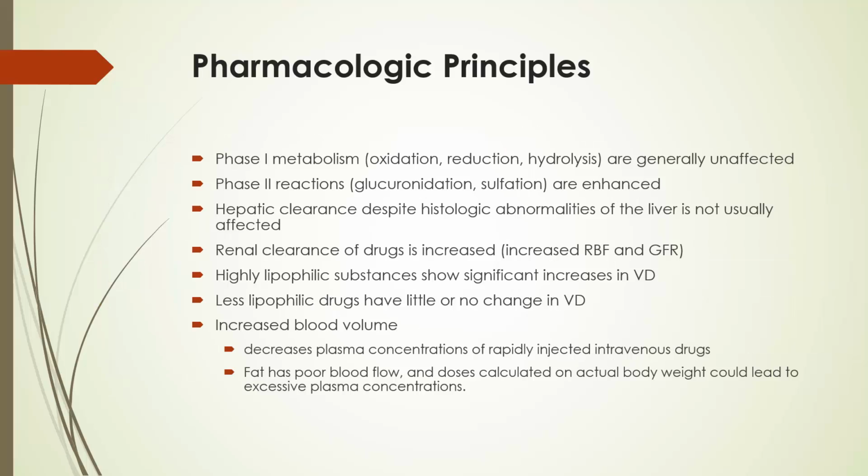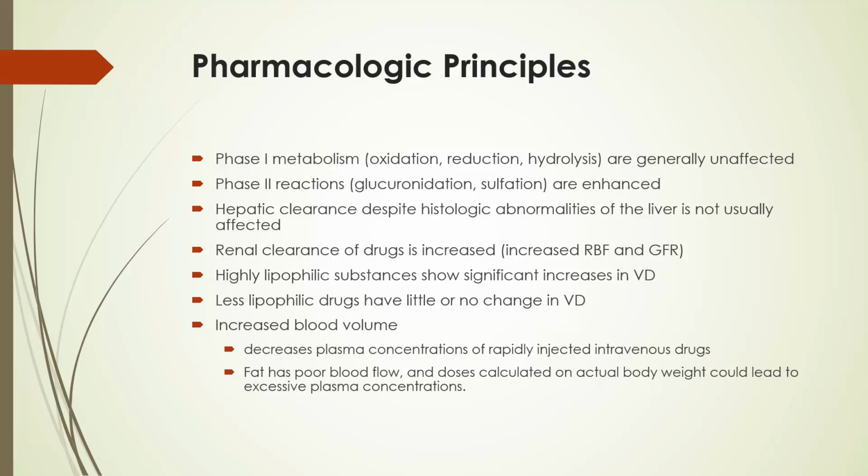Drugs that undergo phase 1 metabolism, the oxidation, reduction, and hydrolysis phase, are generally unaffected by changes induced by obesity. But phase 2 reactions, the glucuronidation and sulfonations, are enhanced. Histologic abnormalities of the liver are common in obese patients with concomitant deranged liver function tests, but drug clearance is typically not affected.